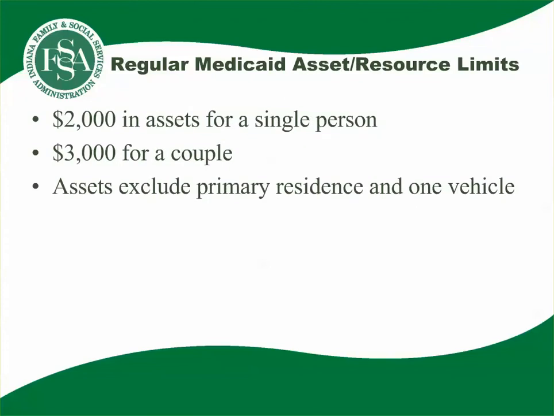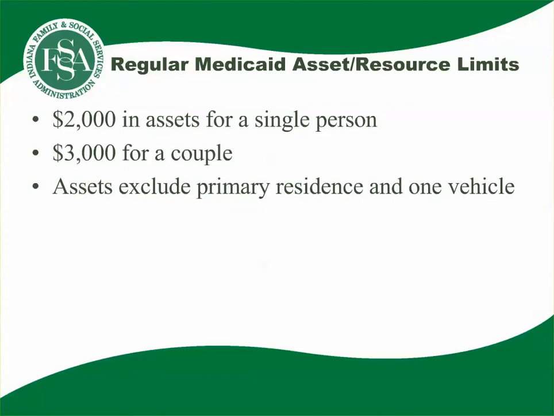For regular Medicaid with regard to assets or resource limits, the limit is $2,000 in assets for a single person or $3,000 for a married couple. Assets are basically any kind of resource that can be translated into a cash value, but it does exclude the primary residence and one vehicle for the person. So their home doesn't count towards that asset limit. Their primary vehicle doesn't count towards that asset limit.